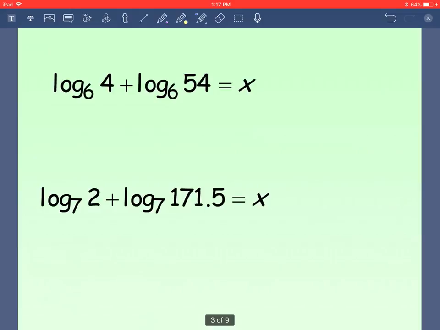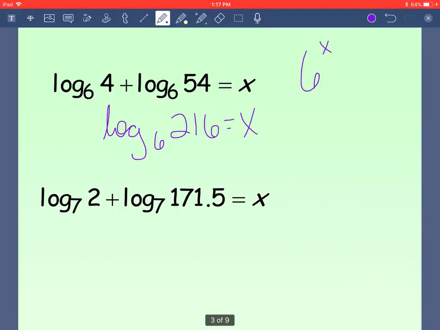Next up, I have log base 6 of 4 plus log base 6 of 54 equals x. Both of my bases are 6, so I can multiply the 4 and the 54 and say that it's log base 6 of 4 times 54, which gives me 216, equals x. Now if I wanted to solve it, I can put it in exponential form. So 6 to the x power equals 216, which means that x equals 3.